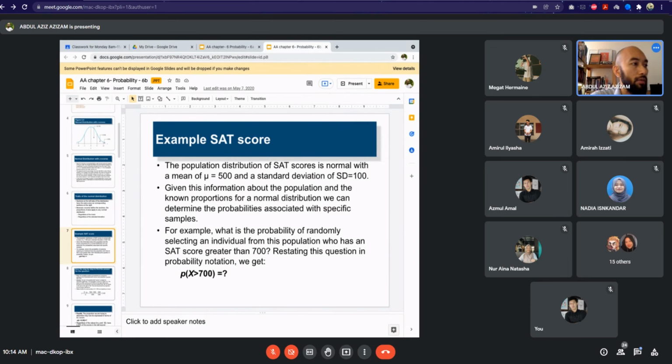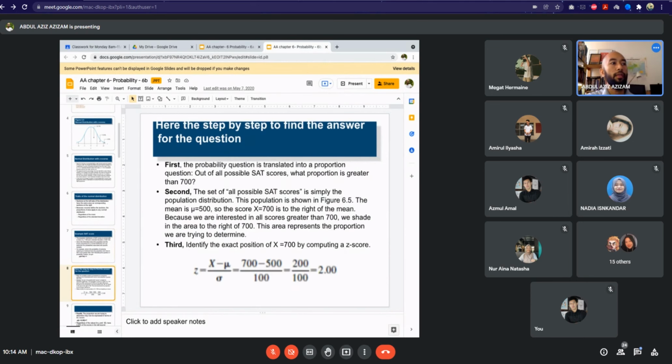So this is the calculation dia. Macam mana kita nak buat? First, probability questions are translated into proportion questions. Out of possible SAT scores, the proportion is greater than 700. What is the proportion greater than 700? Then the set of all possible SAT scores is simply the population distribution. This population is shown in Figure 6.5. The mean equals 500. So the score X equal to 700 is to the right of the mean.